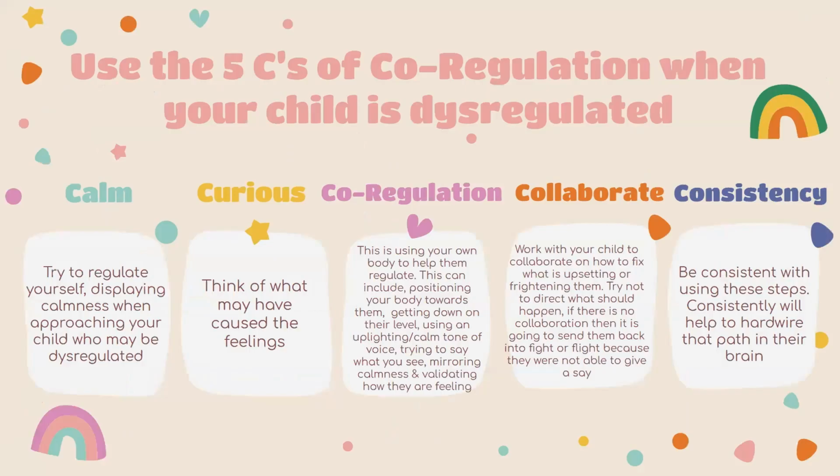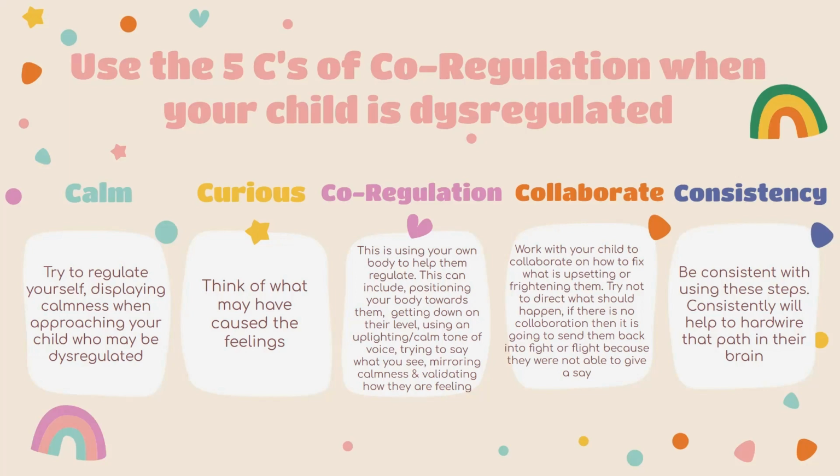A way to utilize co-regulation is by practicing using the 5 C's when your child is showing signs of distress. Step 1, being calm. Try to regulate yourself, displaying calmness when approaching your child who may be dysregulated. To prepare, you could take a deep breath or take a minute. Progress to step 2, curious. Think of what may have caused your child signs of distress, such as someone bumping into them, someone yelling loudly, or they are having a motor planning issue as to why they cannot leave the room, or even they are sad because their toy broke.